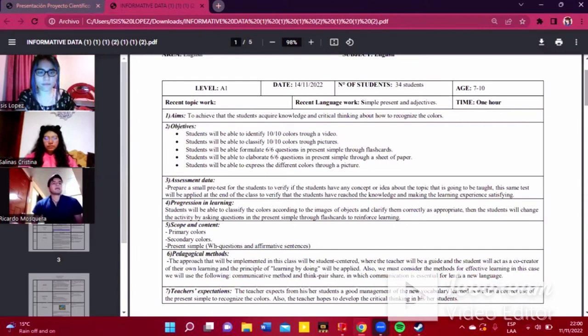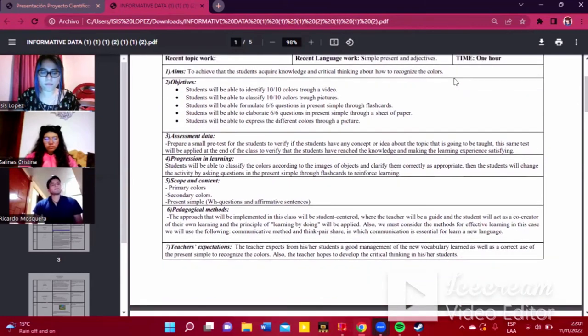Okay, let's start. The aim of this lesson is that the students acquire knowledge and critical thinking about how to recognize the colors. The objectives: students will be able to identify 10 colors through a video. Students will be able to classify 10 colors through pictures. Students will be able to formulate 6 questions in present simple through flashcards. Students will be able to elaborate 6 questions in present simple through a sheet of paper. And students will be able to express the different colors through a picture.